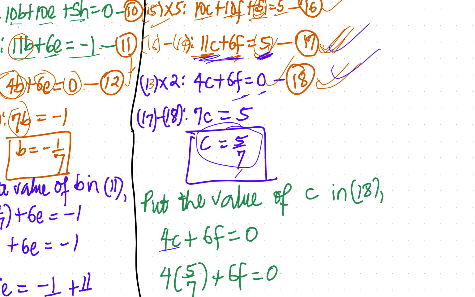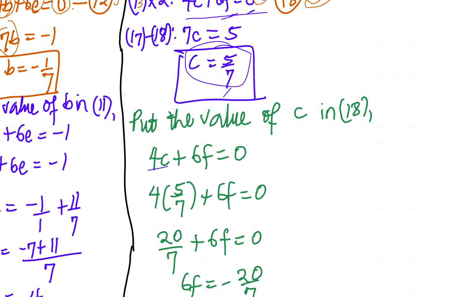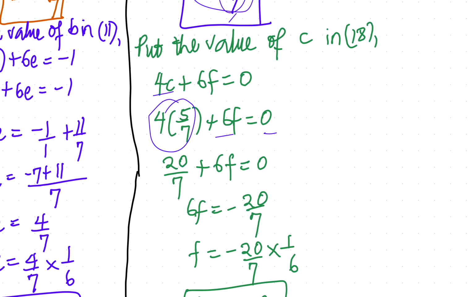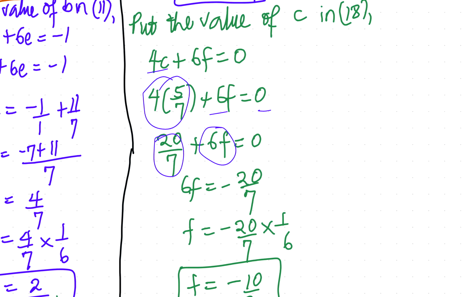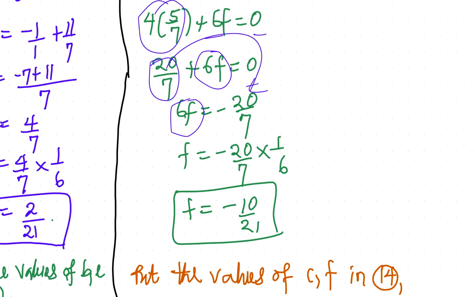So you have 4C plus 6F equals 0, right? And so C is 5 over 7. So you have 4 into 5 over 7 plus 6F equals 0. So 4 times 5 over 7, that's 20 over 7 plus 6F equals 0. And then we have 6F equals minus 20 over 7. And you divide both sides by 6. So that's minus 20 over 7 times 1 over 6. 3 here is 2. Oh, better still, 2 here is 3, and 2 here is 10. So it means F is minus 10 over 21.